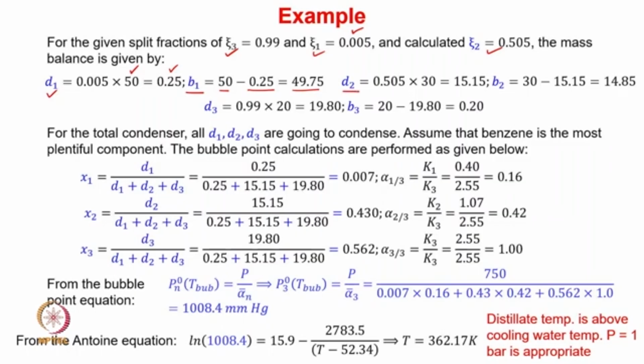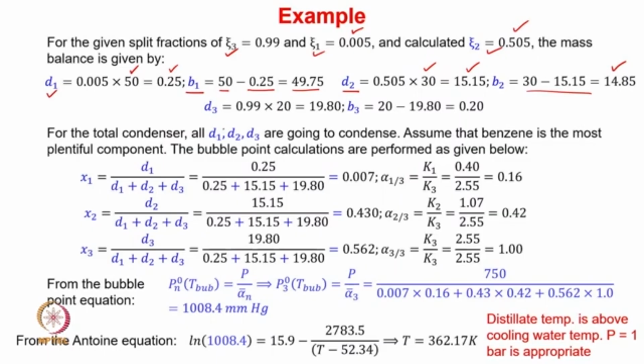Similarly, D2 is nothing but what? Distributed component, which has the split fraction of 0.505. So 0.505 multiplied by the feed rate, which is 100, gives me 50.5. So this is nothing but the molar flow rate of toluene in the top product, isn't it? And we can calculate what will be the molar flow rate of the toluene in the bottom product just by doing the mass balance. So which is nothing but 30 minus 50.15, that gives me 14.85. So this is nothing but the amount of toluene that will be present in the bottom product.